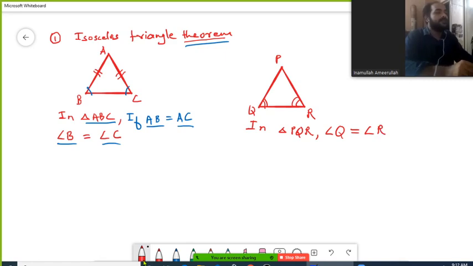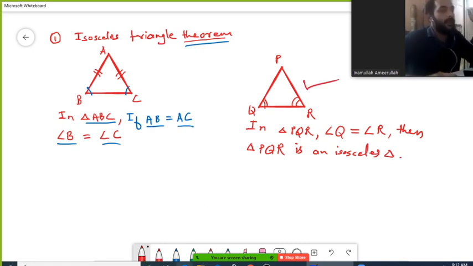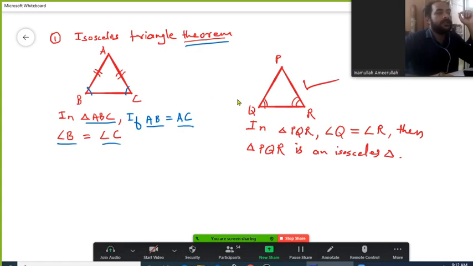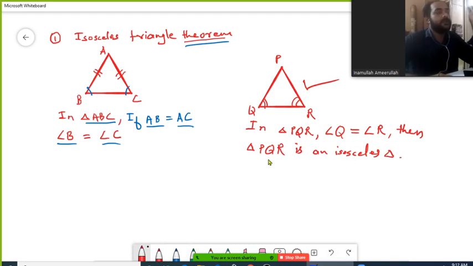Then what you can say? Then you can say triangle PQR is an isosceles triangle. So this is called the converse of the isosceles triangle theorem, where it is already known that these two base angles, that is Q and R, are congruent and equal. So you can conclude that the given triangle is an isosceles triangle. This is because of the converse of the isosceles triangle theorem.